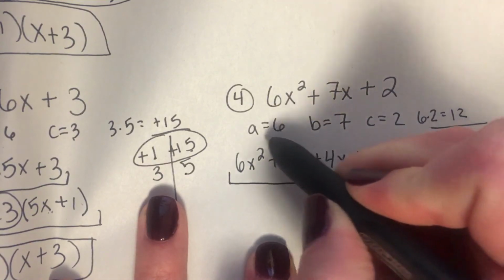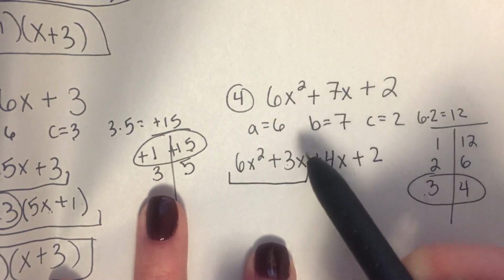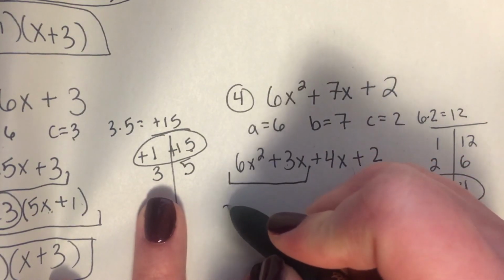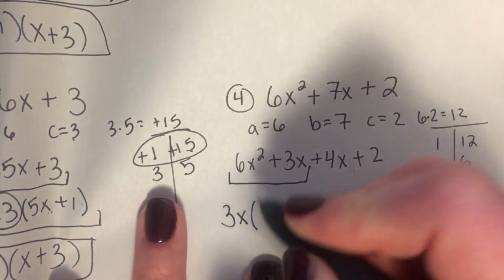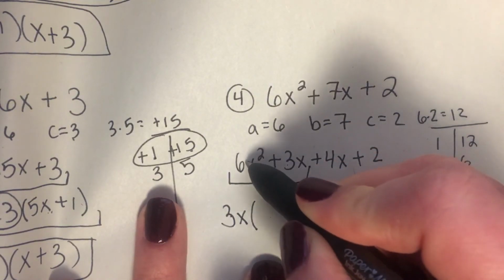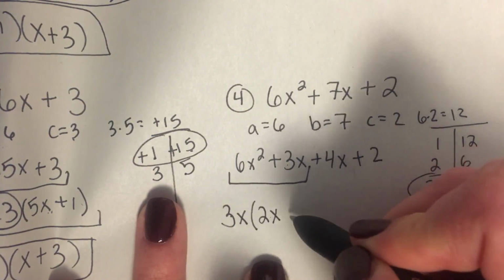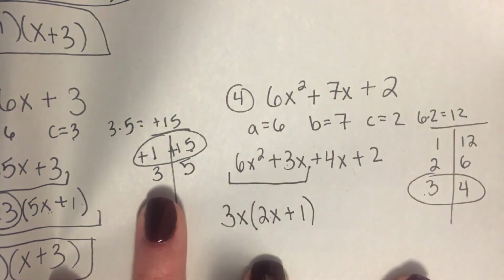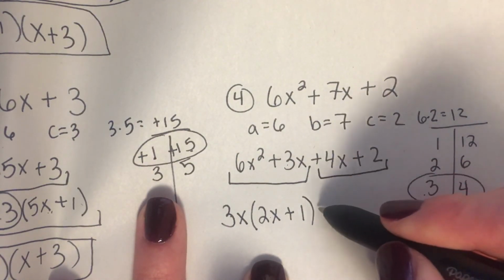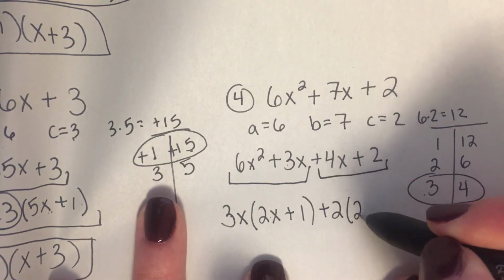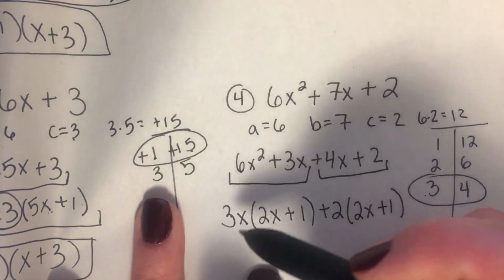GCF for the first two. In this case, we do have a number in common as well. 3 is in common between 3 and 6, and so is the x. So what would be left over? Well, 3x times what gets me 6x squared? Well, a 2x. 3x times what gets me 3x? A 1. For the second set, there is a 2 in common, and I'll be left with 2x plus 1. Good thing, because that's what my first set of parentheses looks like.